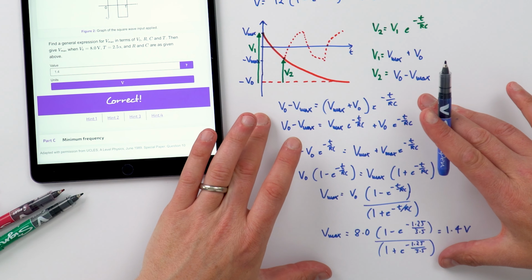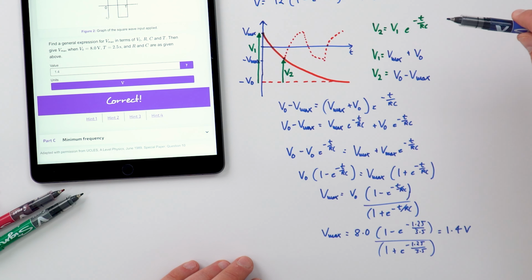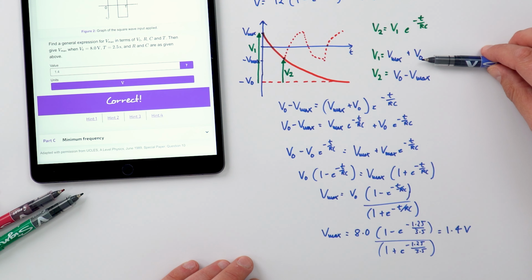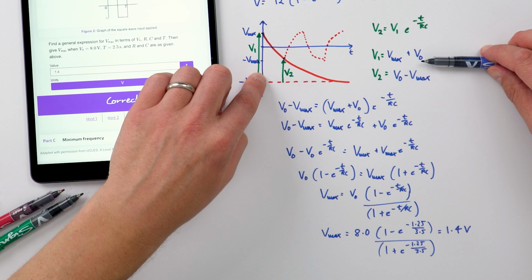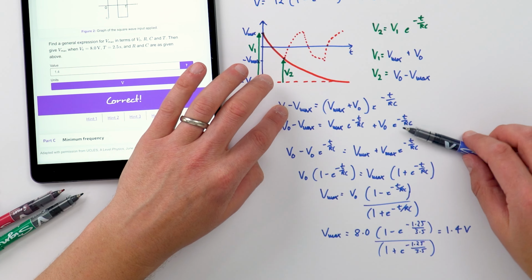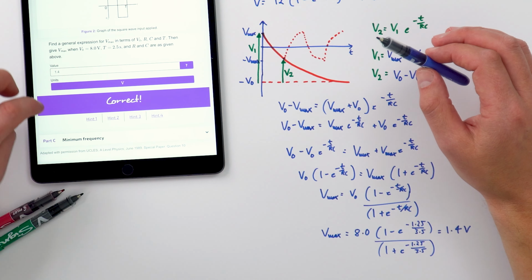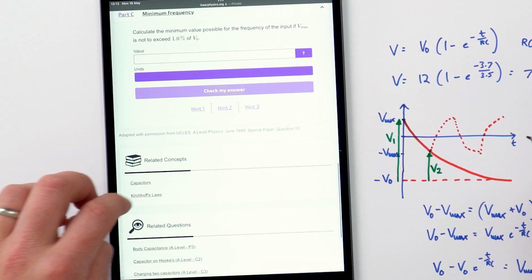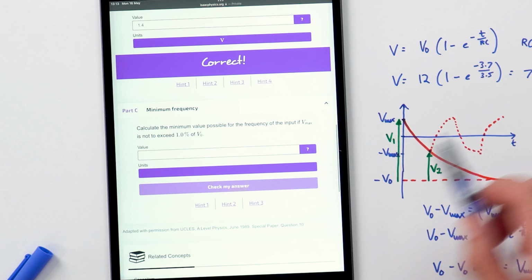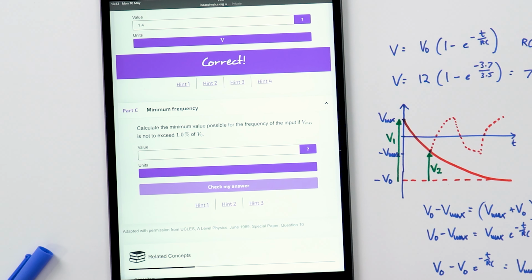That looks like an awful lot of complicated maths, but all we're doing is starting with an A-level thing. We're looking at this kind of graph I've got over here, putting the numbers in and then doing some rearranging. And there might be a quicker way of rearranging that. Okay, now the next question is about the minimum frequency. Calculate the minimum value possible for the frequency of the input if Vmax is not to exceed 1% of V0.